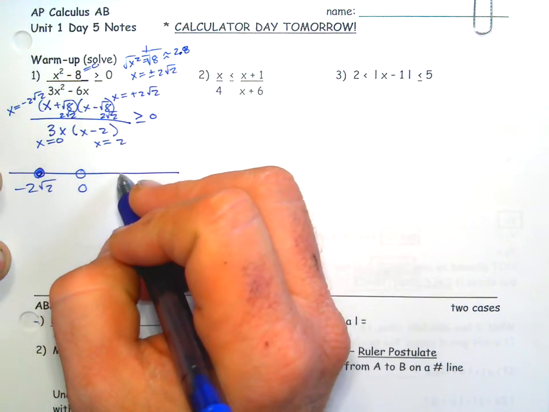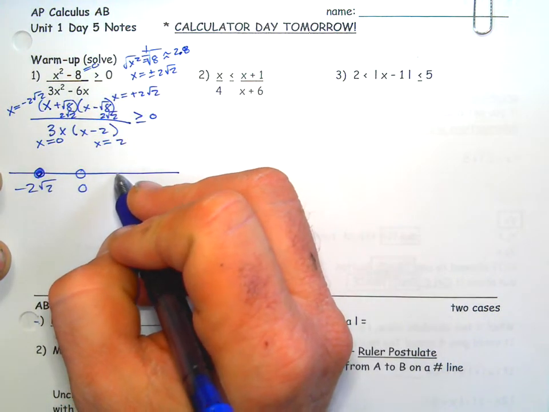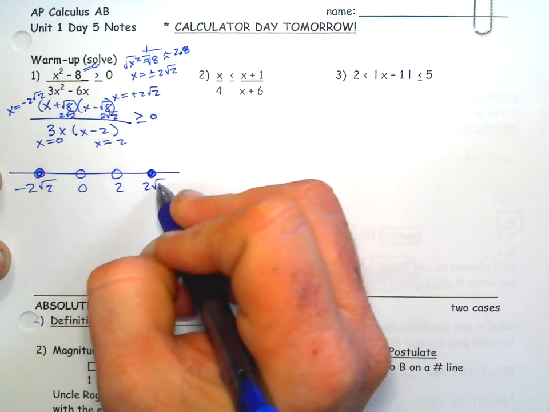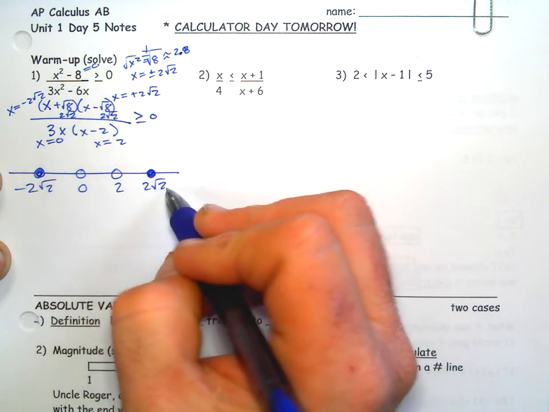You're going to have to do these on your next test without a calculator. So 2 is definitely next. And then 2 root 2 is next. That's the only reason I did that, was to make sure I got it right here. Well, one of the only reasons.